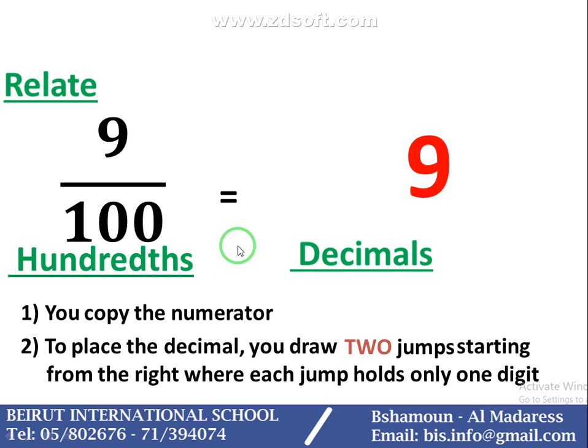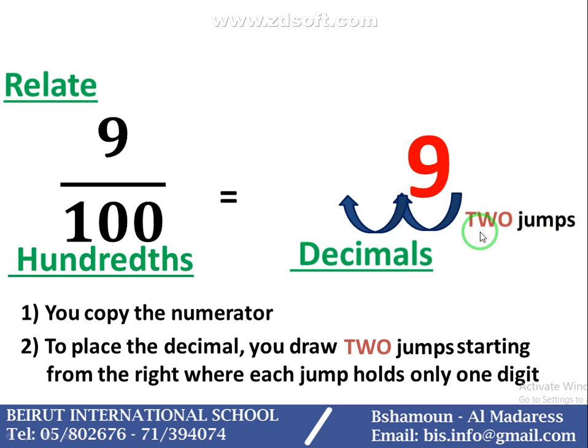The second step is that in order to place the decimal, you draw two jumps starting from the right, where each jump holds only one digit. And why do we have to draw two jumps? Because the number 100 includes two zeros. So the two zeros will be represented by two jumps. So here you go. This is the first jump and this is the second jump. And finally now you can place your decimal point.